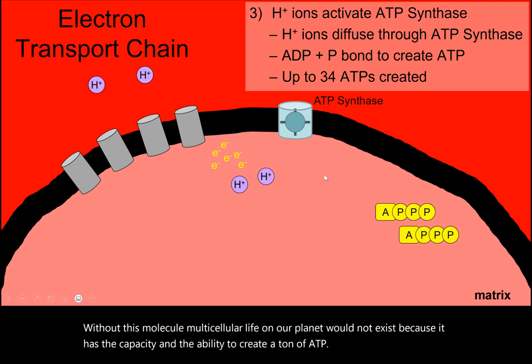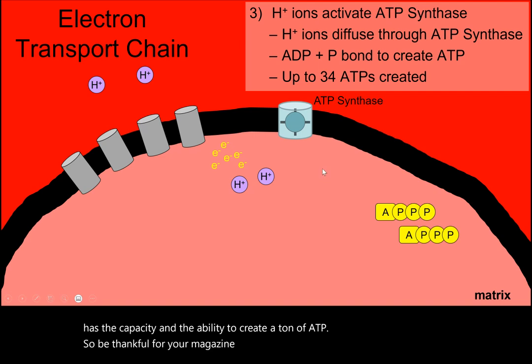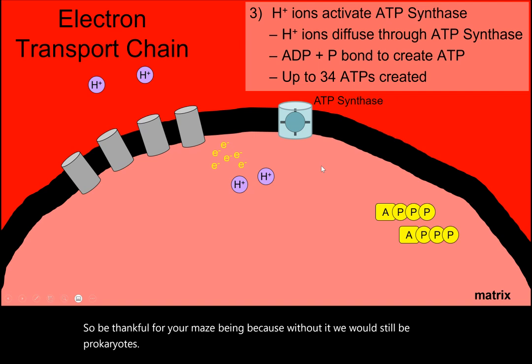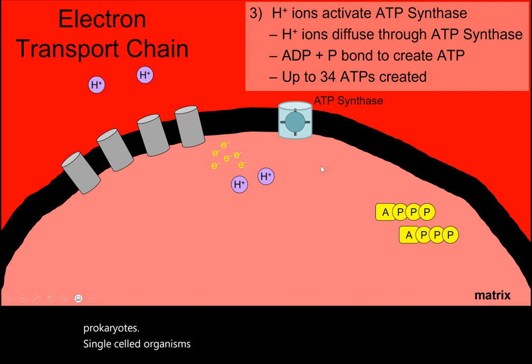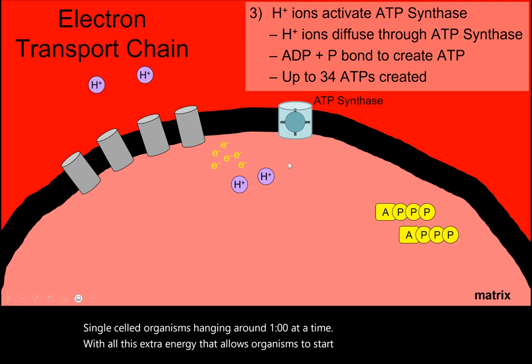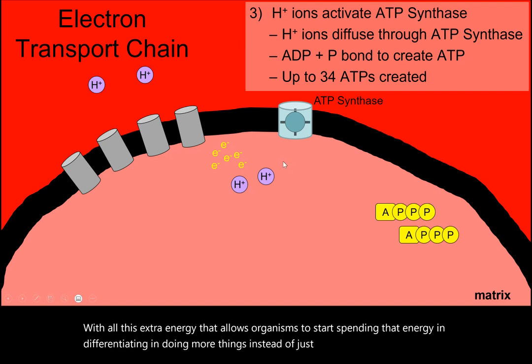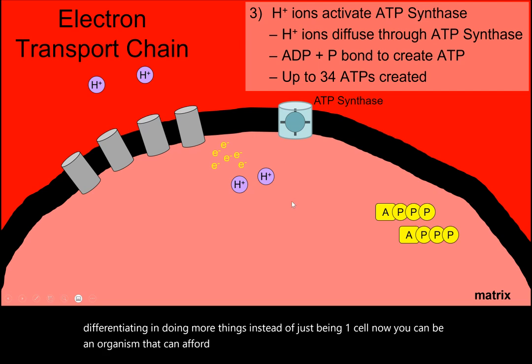So be thankful for your ATP synthase, because without it, we would still be prokaryotes, single-celled organisms hanging around one at a time. With all this extra energy, organisms can start spending that energy on differentiating and doing more things. Instead of just being one cell, now you can be an organism that can afford more cells that do different things, right? So the evolution of multicellular life really depends on this molecule right here.